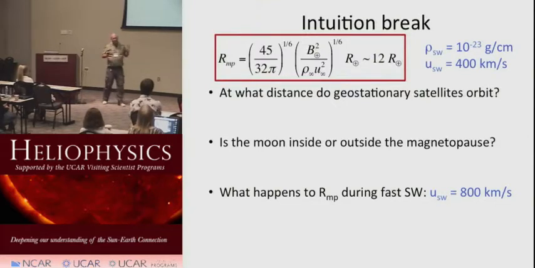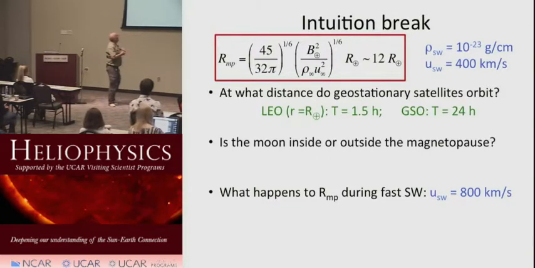Now I want to take a little quick break here for some intuition. We have a bunch of satellites that are geostationary. SDO is one, the GOES satellites are another. More importantly, our satellite TV satellites are in geostationary orbit. How many Earth radii are they orbiting at?